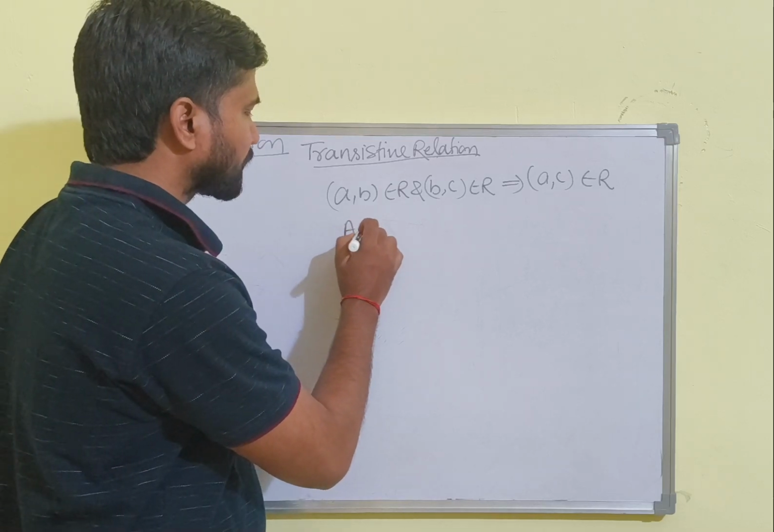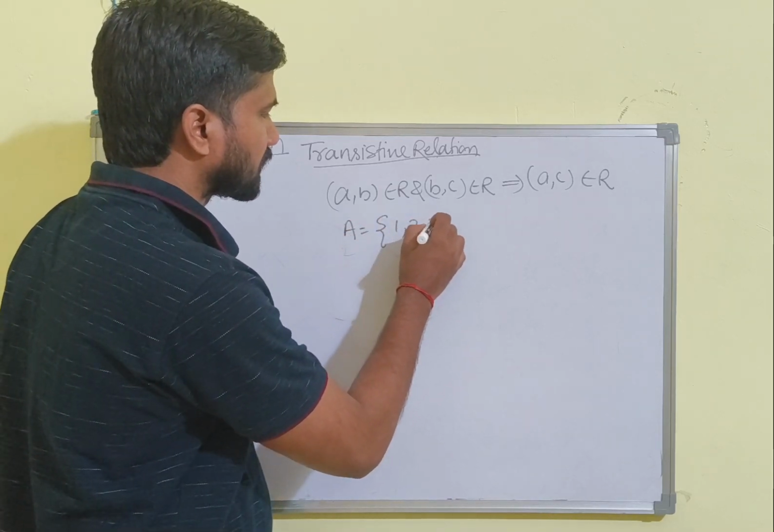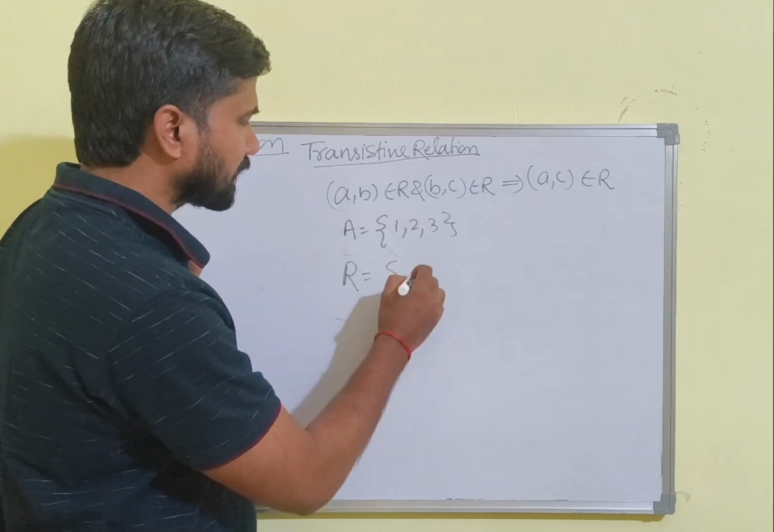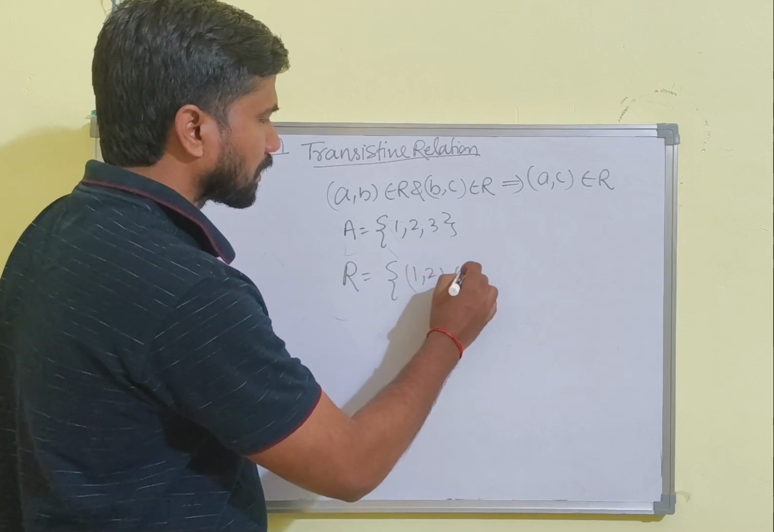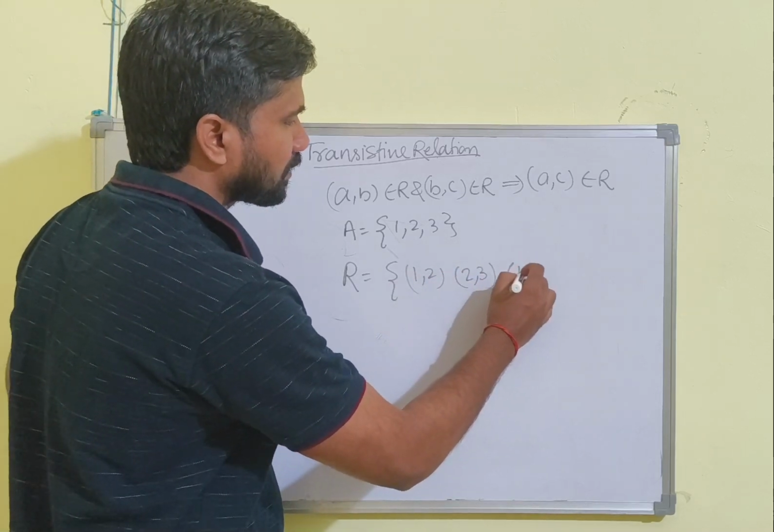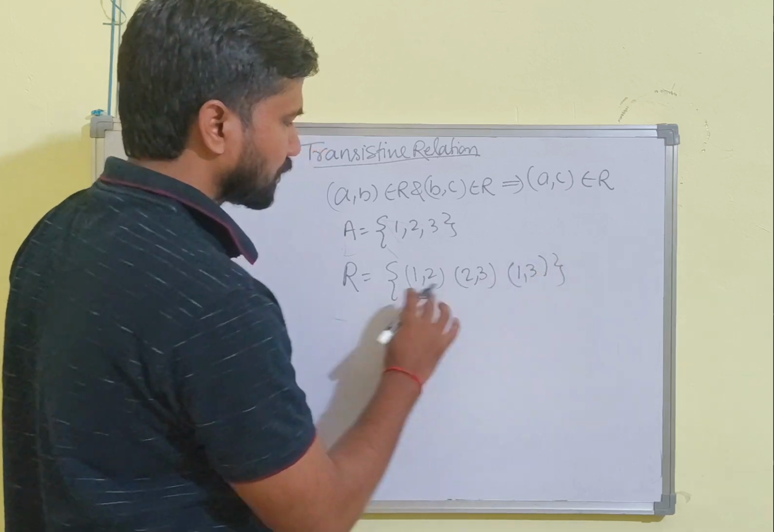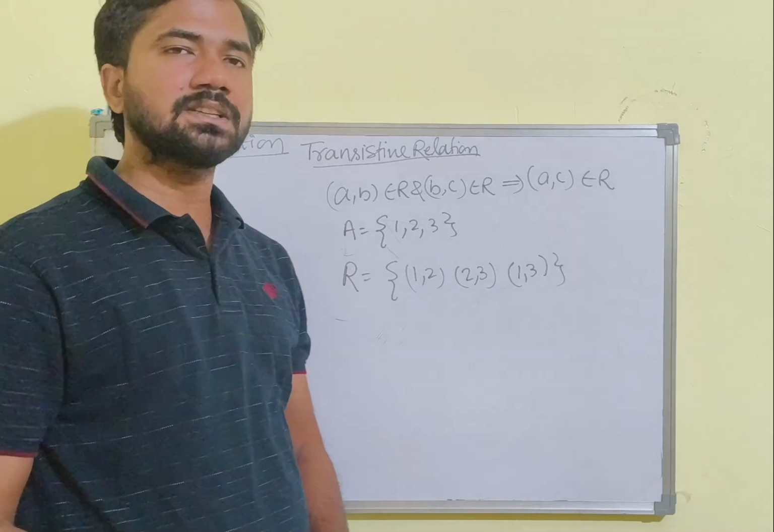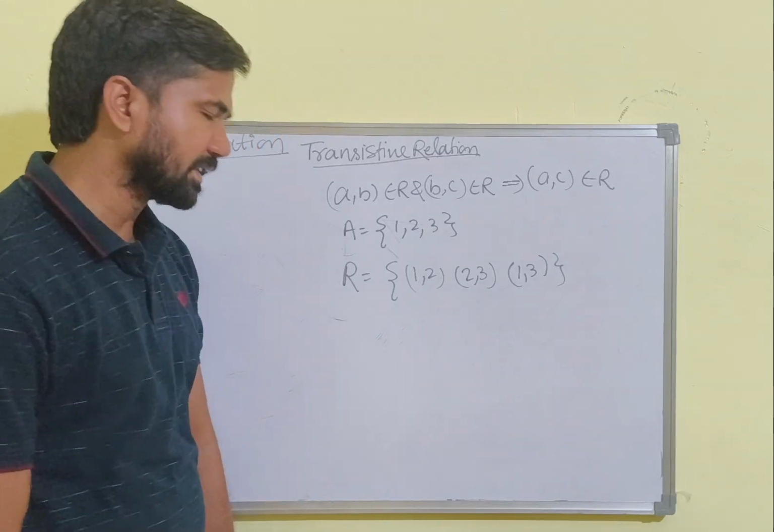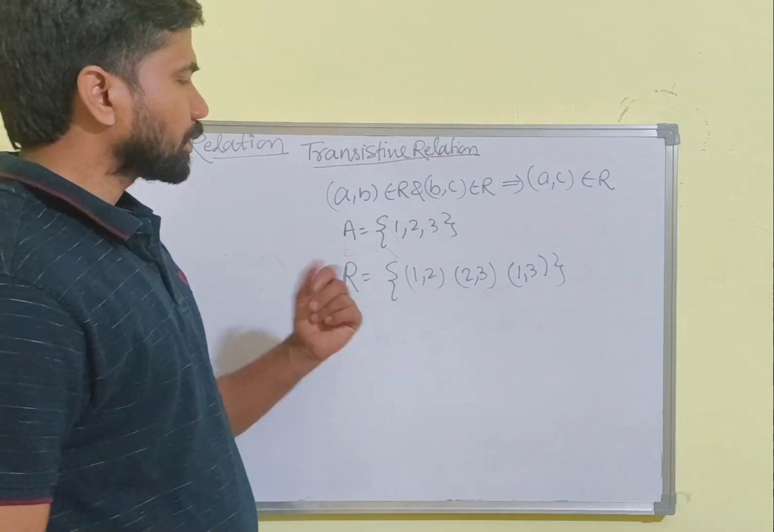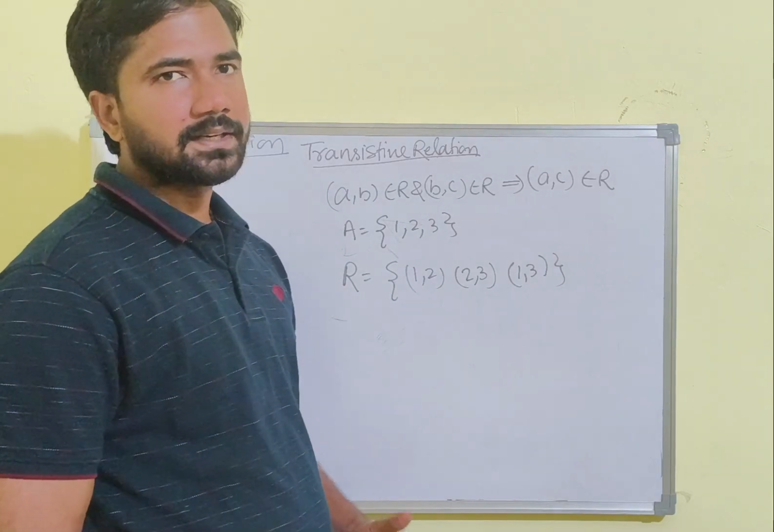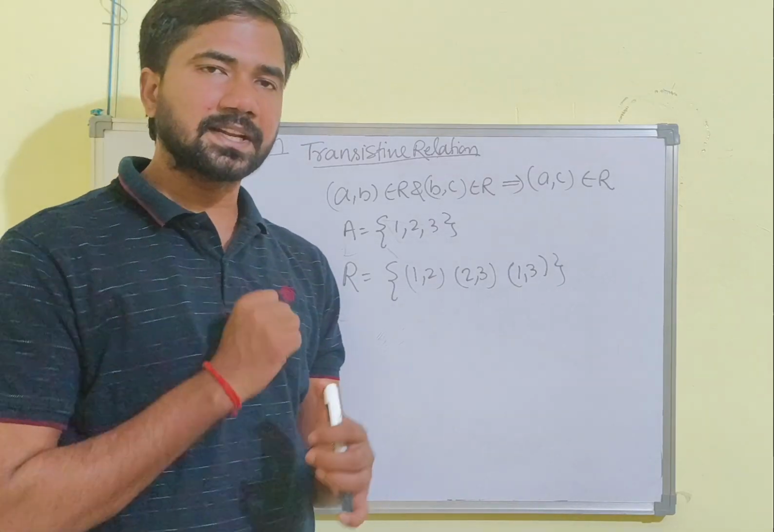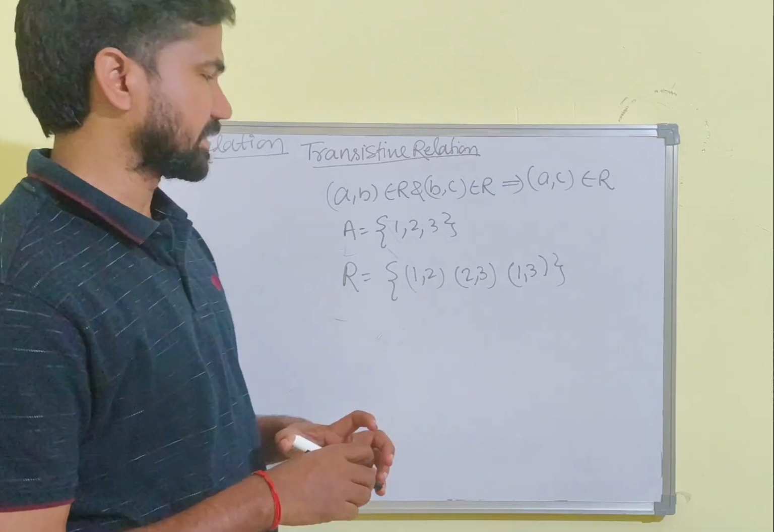Suppose set A is {1, 2, 3}. If you are going to write the relation R from there, what should we write? (1, 2), (2, 3). Then what should be there? (1, 3). See, (1, 2), (2, 3), (1, 3). The first and third are also there. Then this type of relation is known as a transitive relation. So now we have learned all three types of relation: reflexive relation, symmetric relation, and transitive relation.